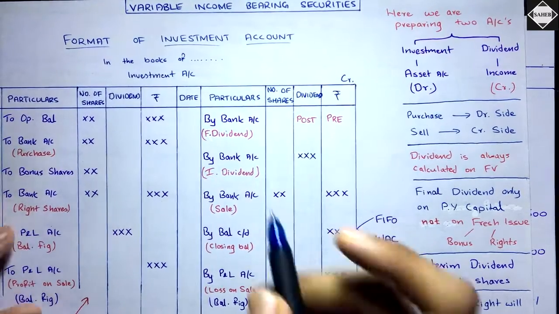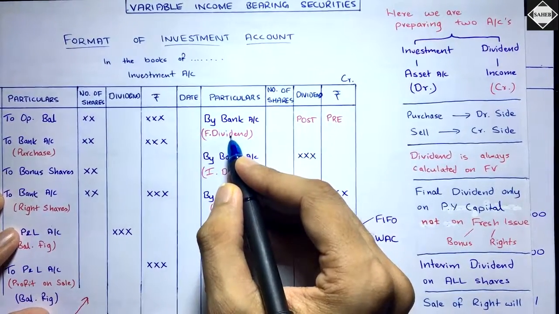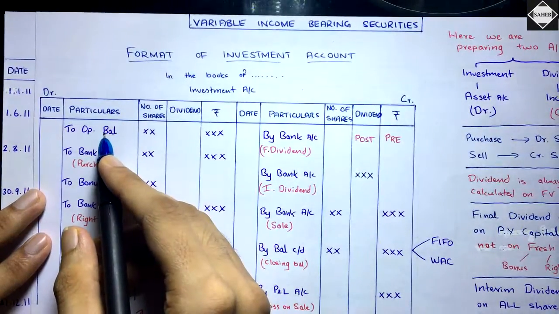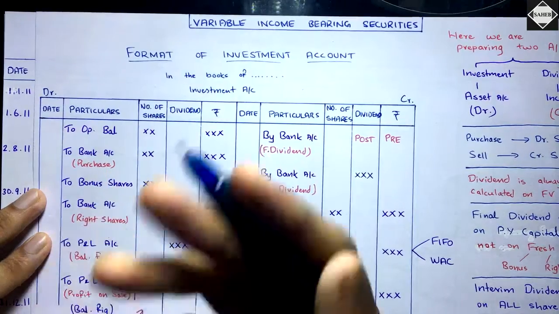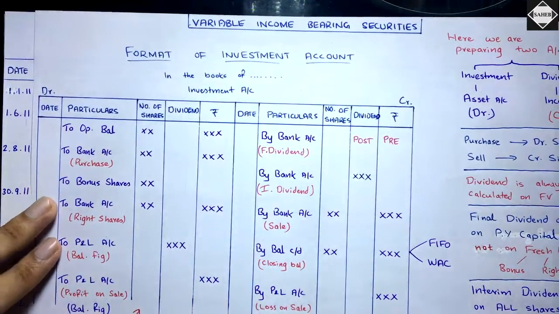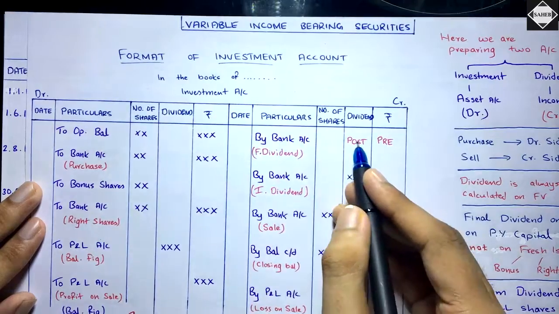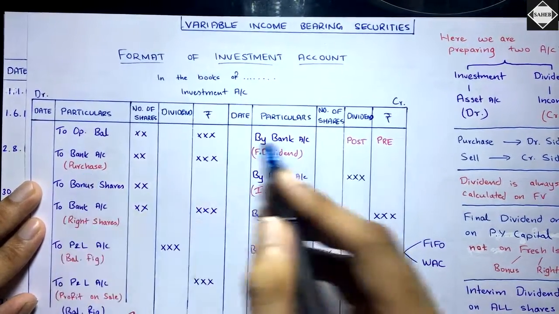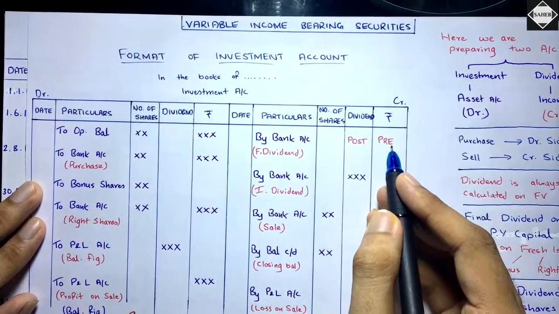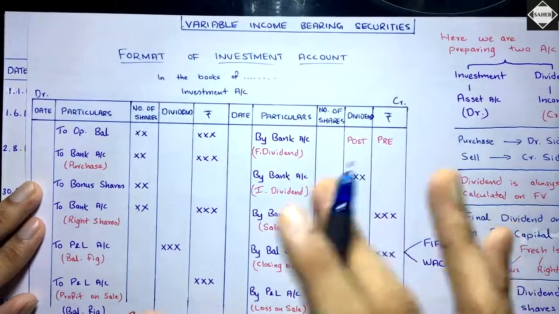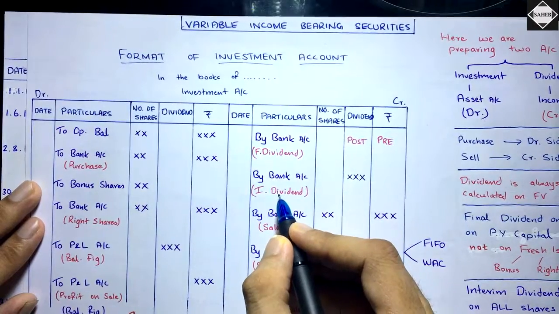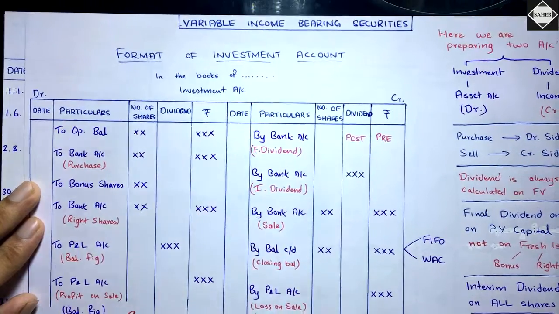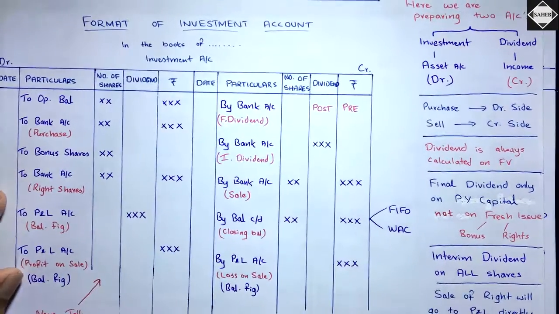And then you have final dividend and interim dividend. Now final dividend, you all know, you have to calculate on the opening balance and the purchases of shares you have made in the current year. On the opening balance it will be post acquisition dividend, and on the purchases you have made in the current year it would be pre acquisition dividend, isn't it? And then we also have interim dividend. Now in this question there is no interim dividend, but if you have interim dividend, then it will be calculated on everything: bonus shares, right shares, purchases, opening balance, everything.